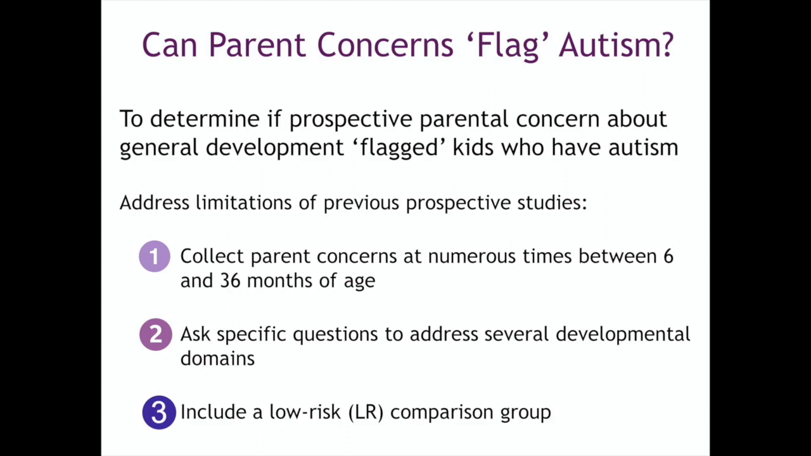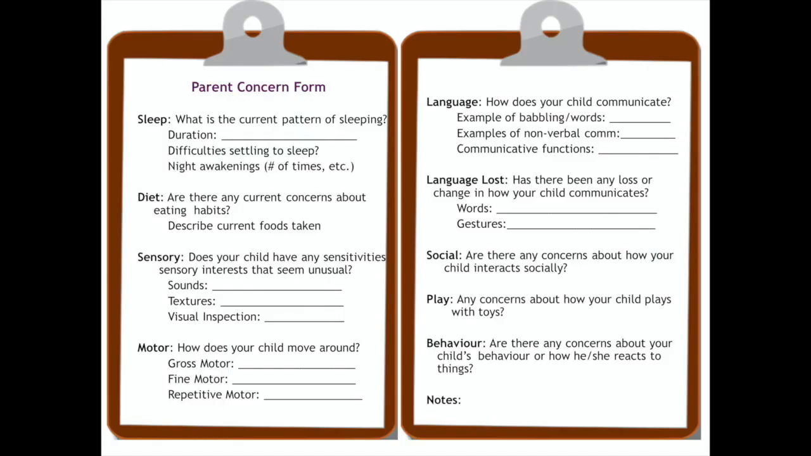And we did all of these things because previous studies that look at parent concerns usually didn't have a low-risk group or only really asked about one thing like social development or communication, and it was really mostly done at a single time point, 12 months or 18 months. So we wanted to be a lot more inclusive of all of these things. So this is a look at what our parent concern form looks like and the types of questions it asks.